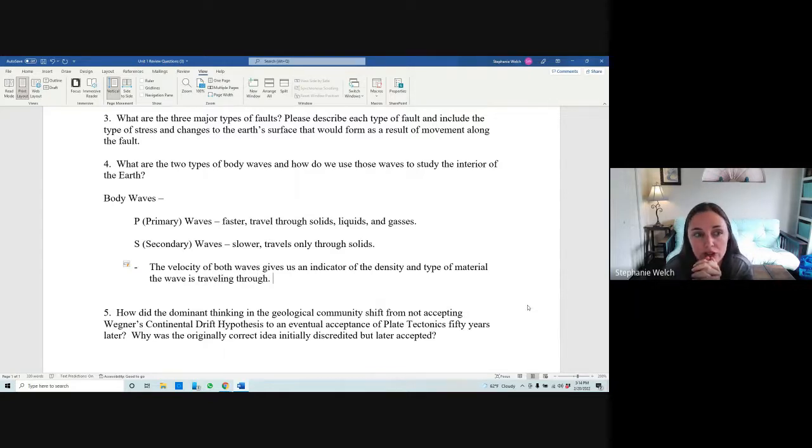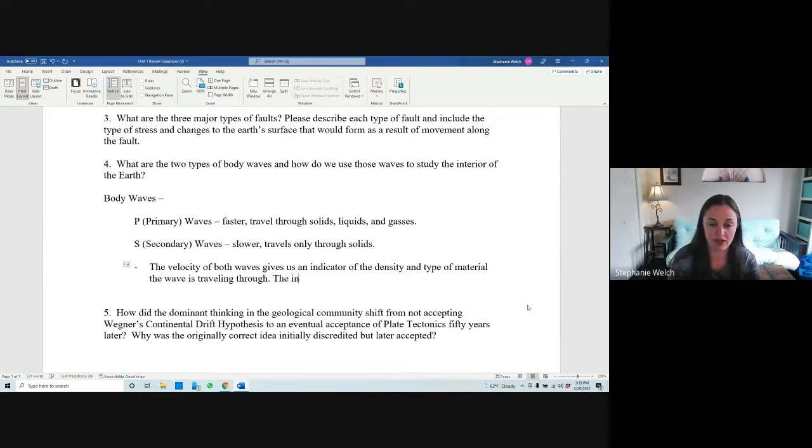And so, for instance, we know that the deeper interior of the Earth is made out of a heavier, denser form of rock than the outer layers of the Earth. The upper mantle and then the crust are going to be made up of comparatively lighter forms of rock than the lower parts of the mantle, and definitely the core, and we know this because of the speed in which these waves travel.